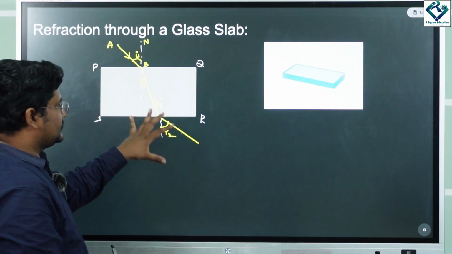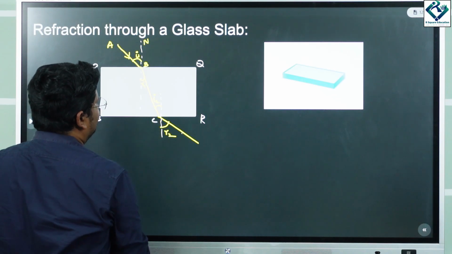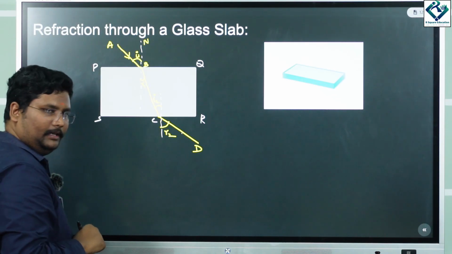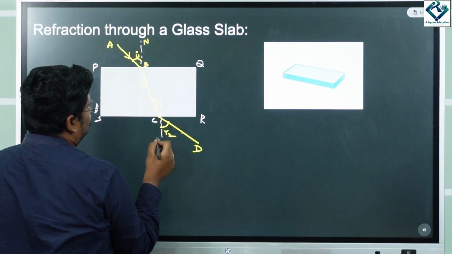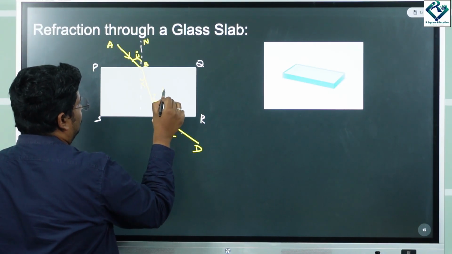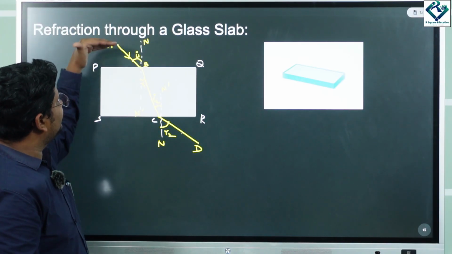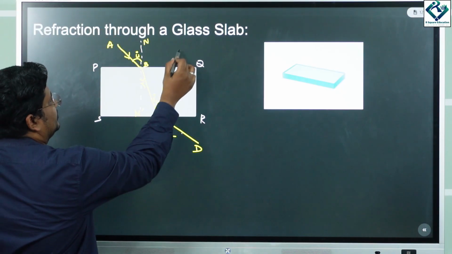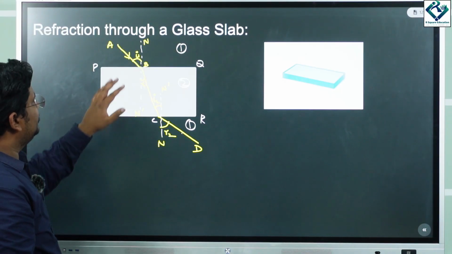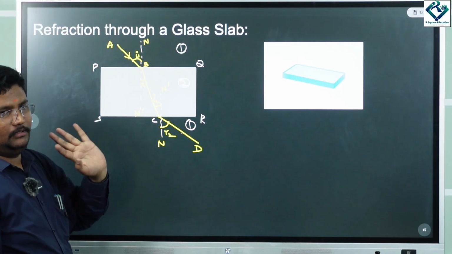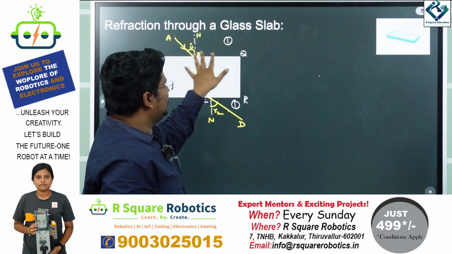Now let me name this again. Let this be C and let this be D, and the normal N, this is N dash, and this is N dash N. Now first we will consider the first condition. This is first, second, and first again. When you are considering this, what will be the Snell's law conditions? That is what we are going to deal with. Let us consider the PQ surface first.